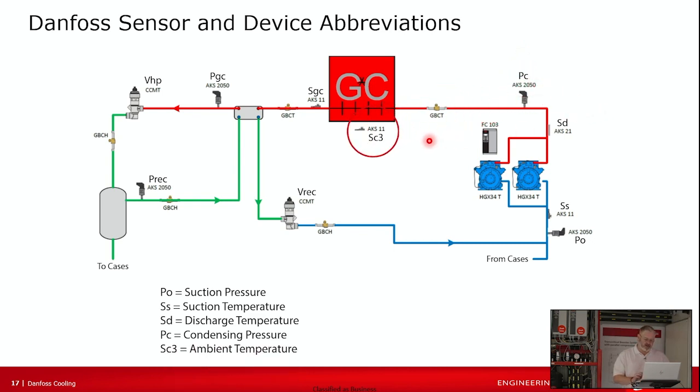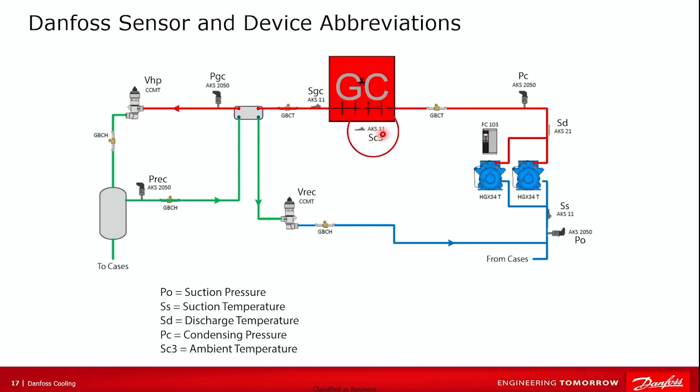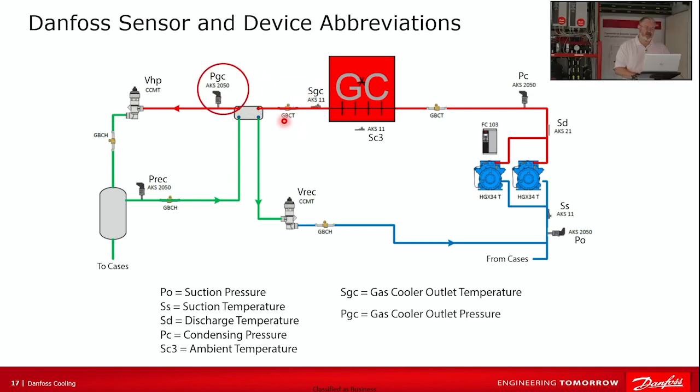S3C, I don't have a good answer for. It's an anomaly. S means temperature sensor. C, I'm guessing, means condenser. The 3 is a mystery to everyone. And we're not changing it. So there's that. Then we have a temperature sensor on the gas cooler outlet. A pressure transducer on the gas cooler outlet.